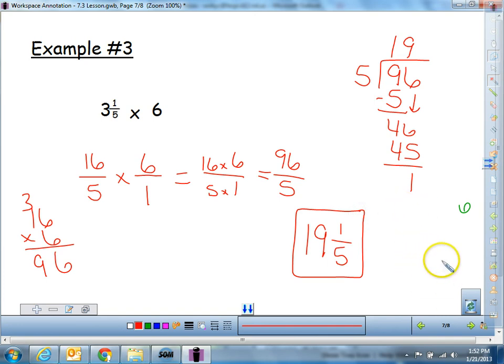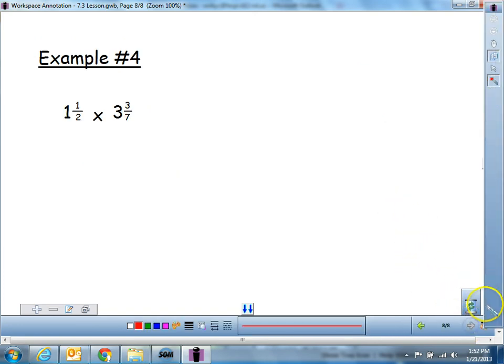That was a tricky one. The next one won't be quite so tricky for you. So I want you to go ahead in your notes for tomorrow. Try and figure out what 1 1/2 times 3 3/7 is.